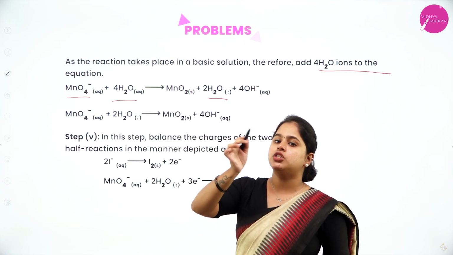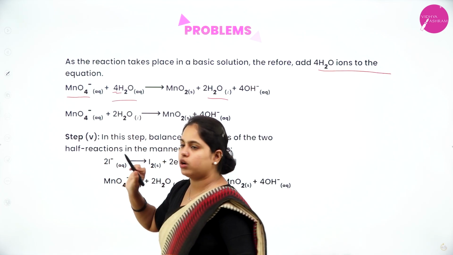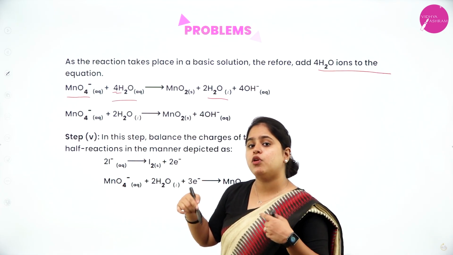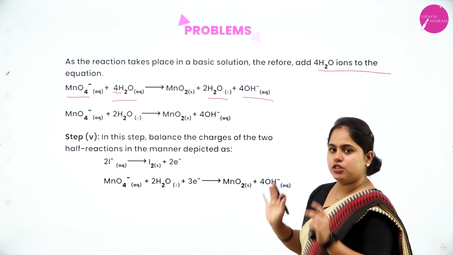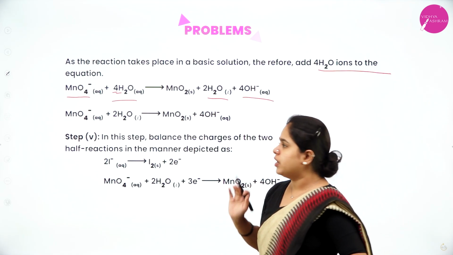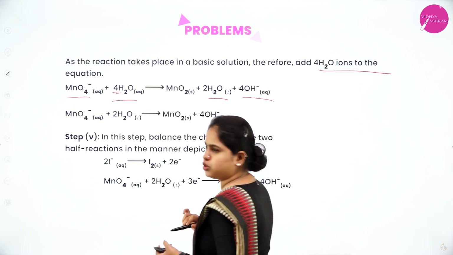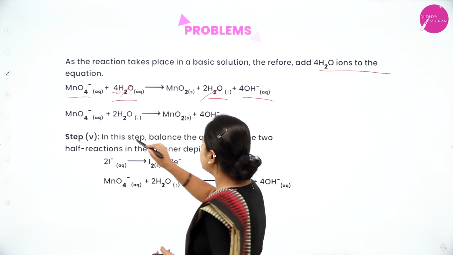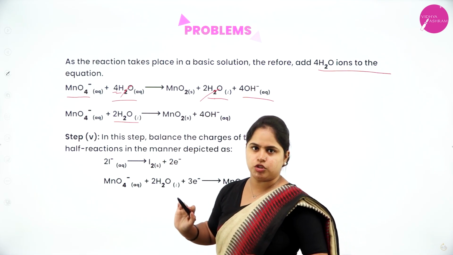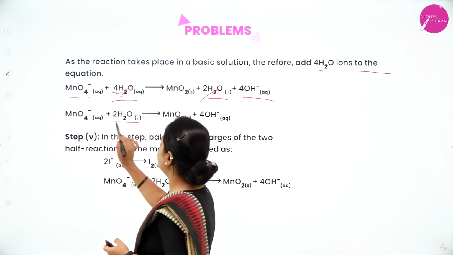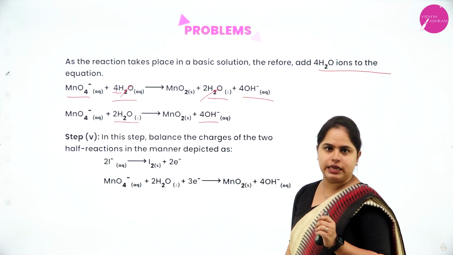Again, the number of hydrogen and oxygen will not be balanced. So for the exact number of molecules of water we add, we are supposed to add the exact number of OH minus on the other side. So this is the step in basic medium. Now we can see 2H2O here on the product side and 4H2O here. So this will cancel out and you get 2H2O here on the reactant side. 4H2O and 2H2O, that will be 2H2O. So this is the last equation, MnO4 minus plus 2H2O gives MnO2 and 4OH minus. So I hope till here it is clear.